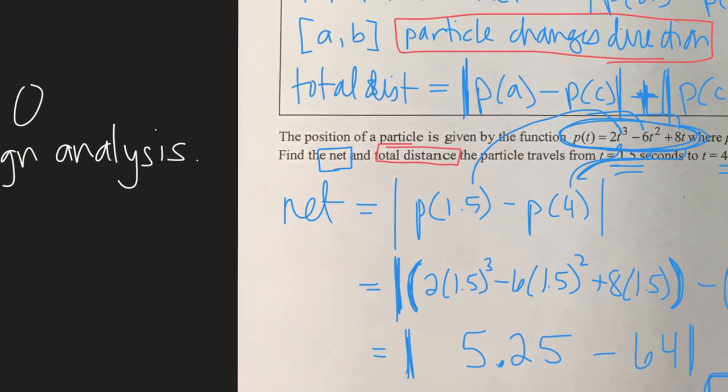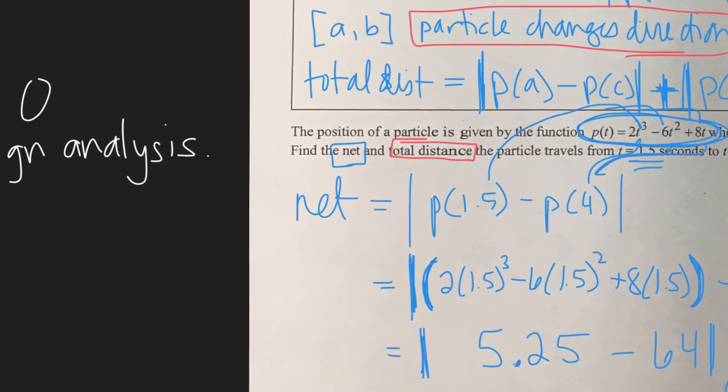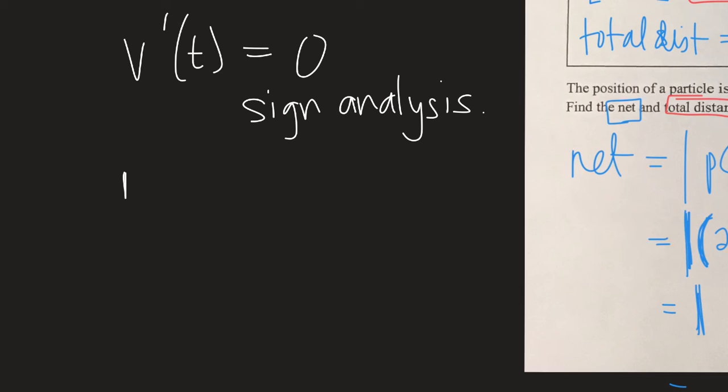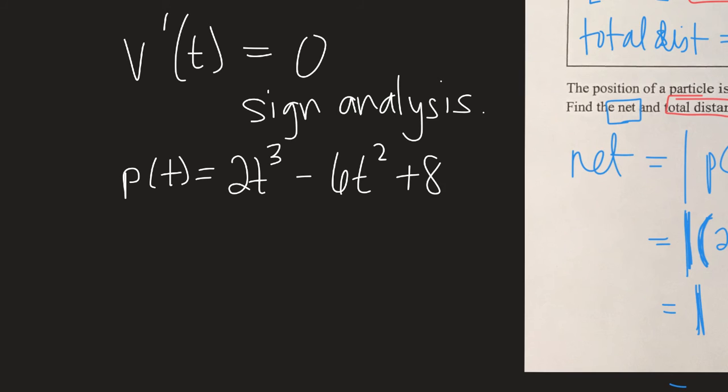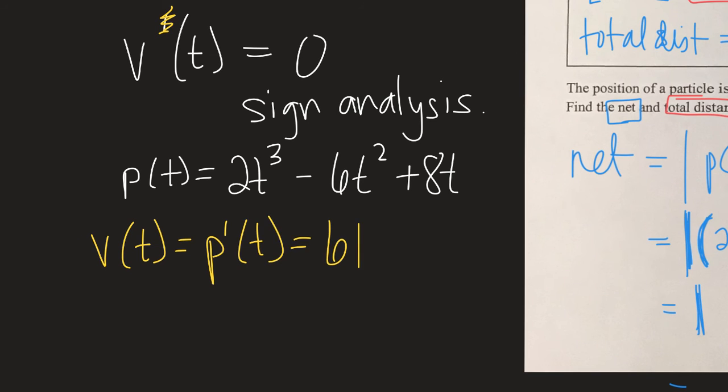Okay, so our function is 2t cubed minus 6t squared plus 8t. So that's our position function. Now we have to take the derivative of that. So the velocity is equal to, this is not v prime, but rather p prime, which is 6t squared minus 12t plus 8. So we want to know when will this equal 0.